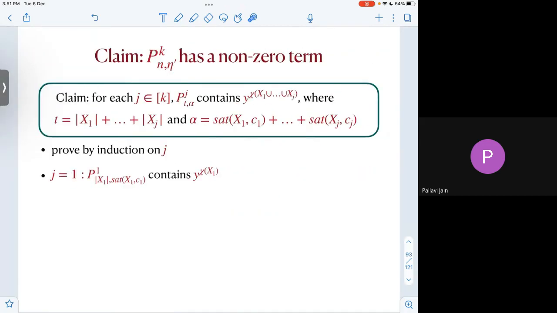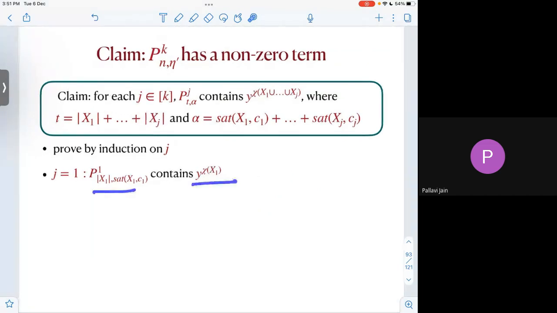So for j equal to 1, because I know there is a set x1 whose representative is c1, I know that this will have a monomial y to the power chi x1, correct?